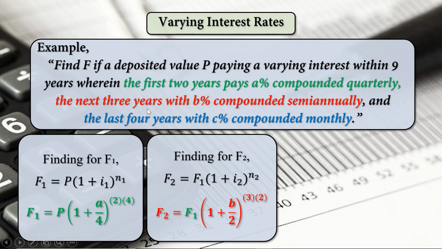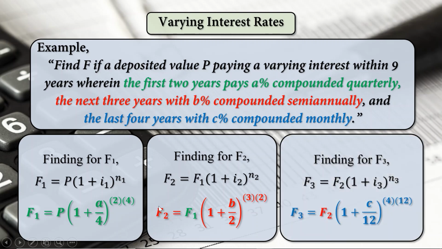3 years yung ating T, which is ang exponent natin dito. B% is our J. Compounded semi-annually, that is our M. Itong nasa baba at itong nasa exponent natin. So F2 is equal to F1 times 1 plus I raised to N. Yung F1 natin, kung ano yung nakuha natin dito sa first period na F, yun yung ating present value sa F2. And for our F3, kung ano yung nakuha nating F2 dito, magiging present value natin dito sa ating F3.